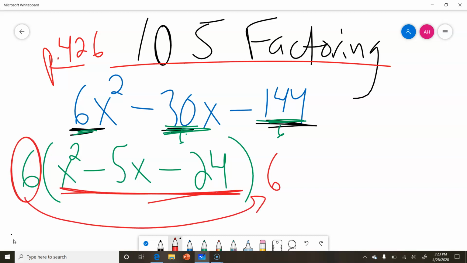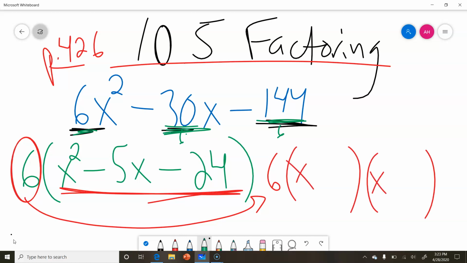Now I look at this part. Can we have a square root of 24? No, it's not a perfect square, so I'm going to have to do x and x, and guess here. What two things will equal this negative 24? It's a negative sign, and it's also going to give me a negative 5. That's what I'm looking for. B is negative 5, and my AC is negative 24.